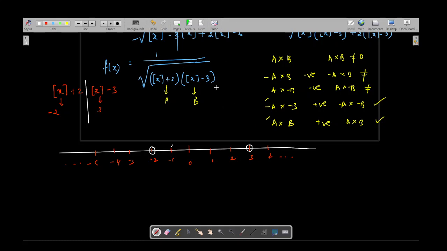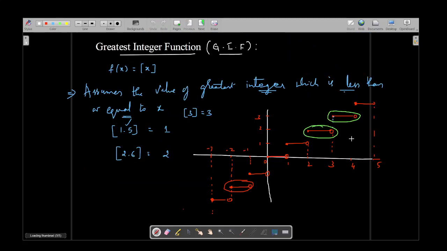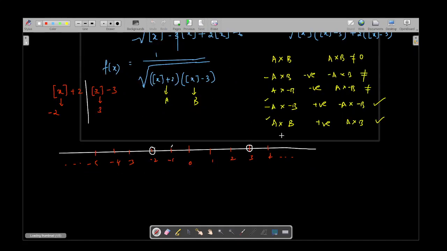Whenever it is exactly 3, from 3 to 4, the greatest integer is 3. So from here to here you cannot take any values. From 4 we can take values, and from minus 2 we can take values.